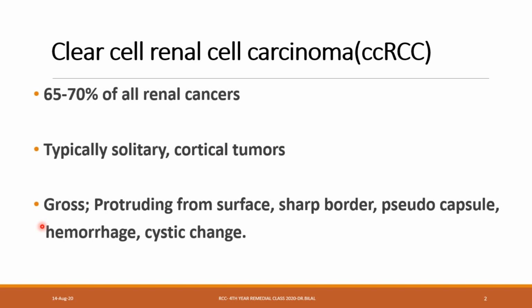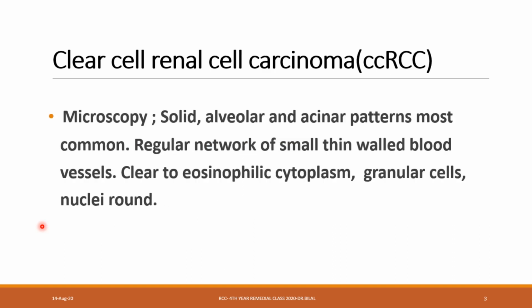They reside in the outer area of the kidney and they protrude from the surface. Upon microscopy, they show three major patterns. One is the solid pattern, the second one is the alveolar pattern, and the third one is the acinar pattern. Another thing to remember is that there is a network of small thin-walled vessels surrounding the cells in some of the tumors, rather many of the tumors.